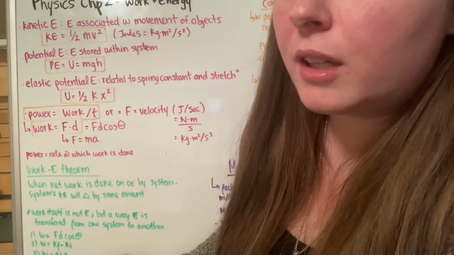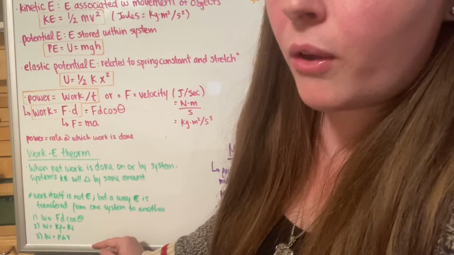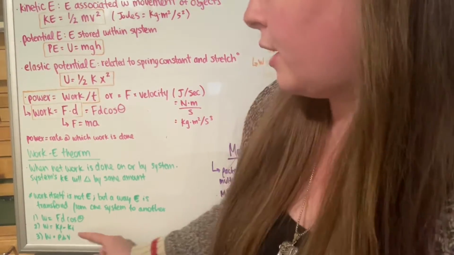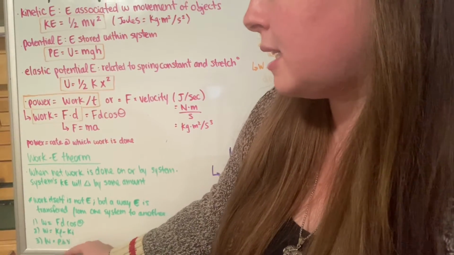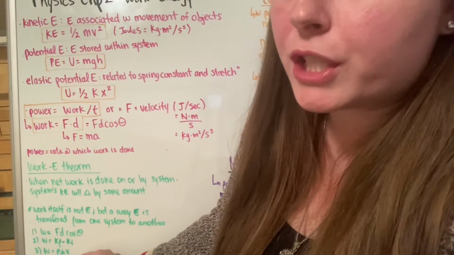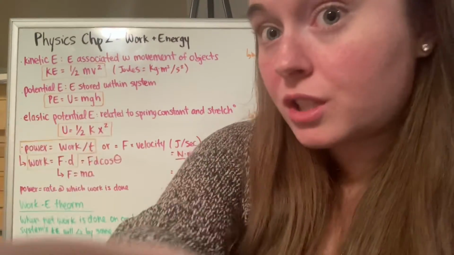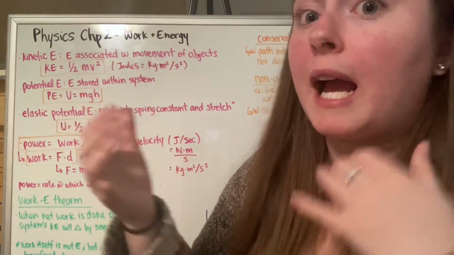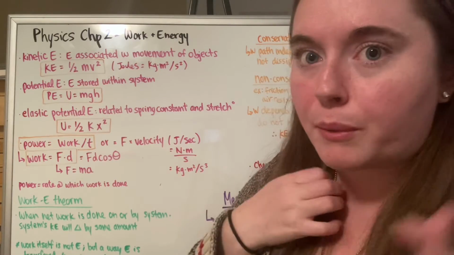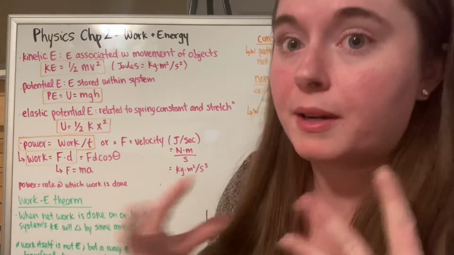And then third, we have this down here. Work equals P delta V. So pressure times the change in volume. We look at that in another video, I believe. But that's just all the different ways that we've used work as of now. And just different ways that you can calculate it depending on what information you're given.